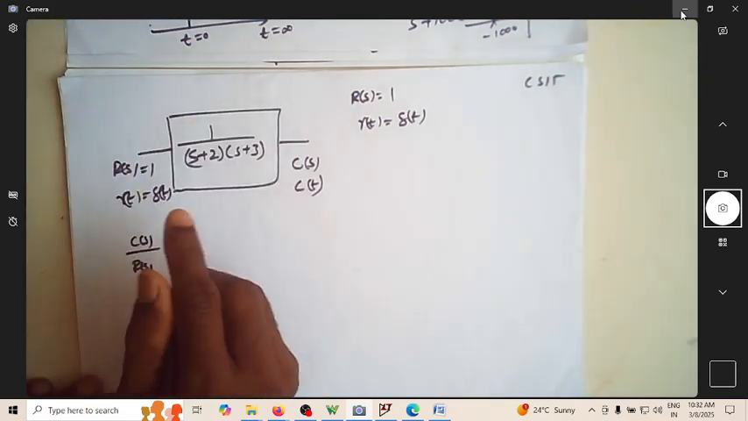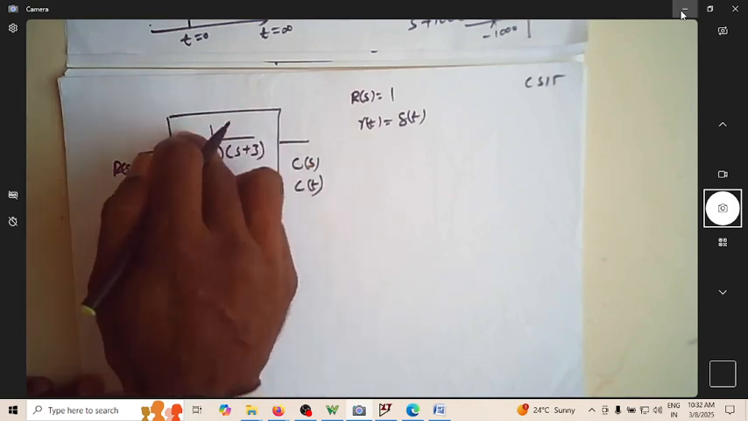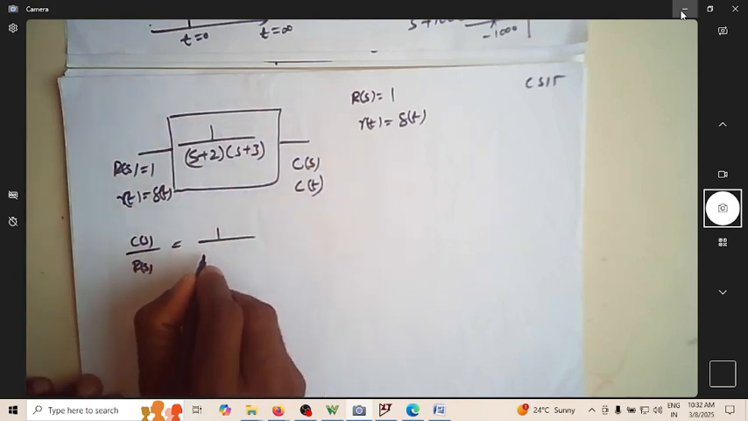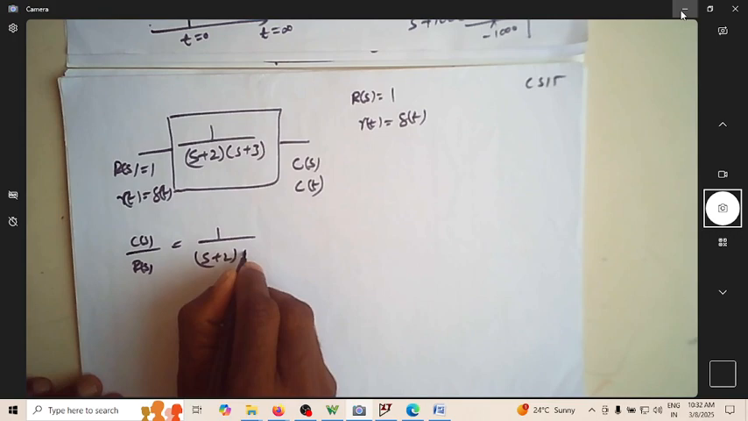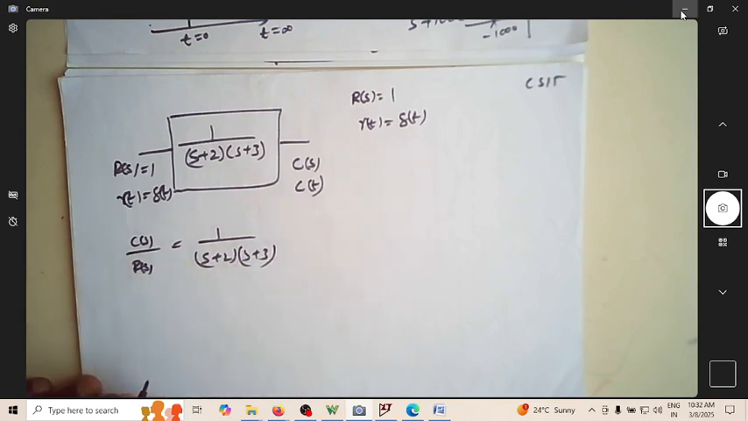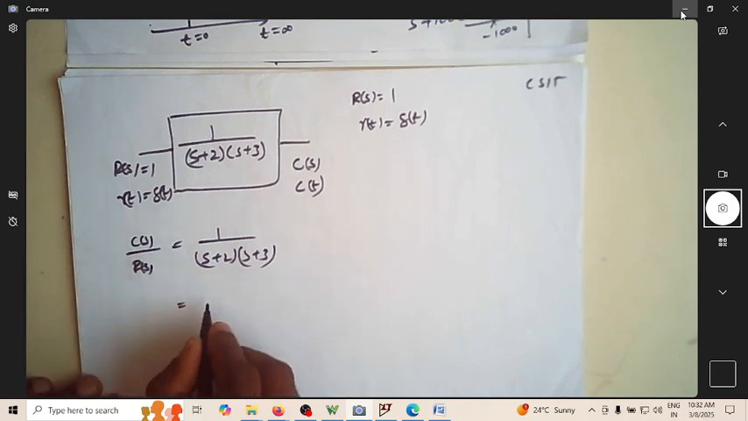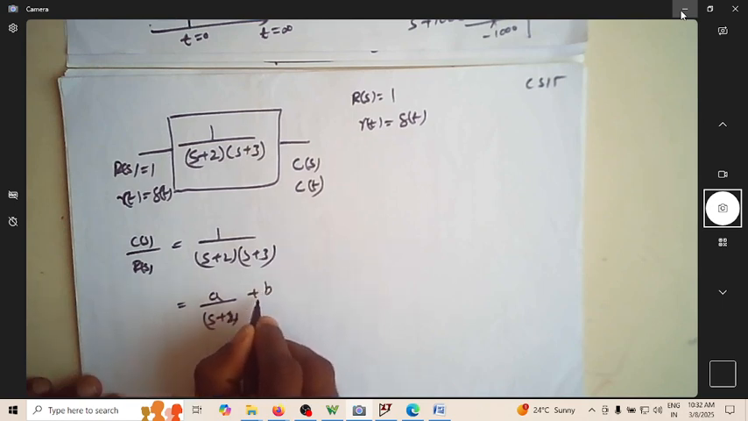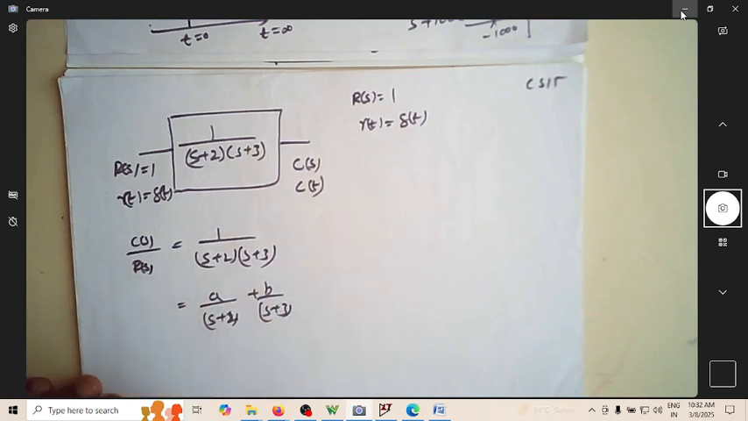Now this is some general transfer function. If the transfer function is 1 over (s plus 2)(s plus 3), can I factorize this? I can factorize this, and of course, can I just write it as some A over s plus 2 plus some B over s plus 3 upon factorization?